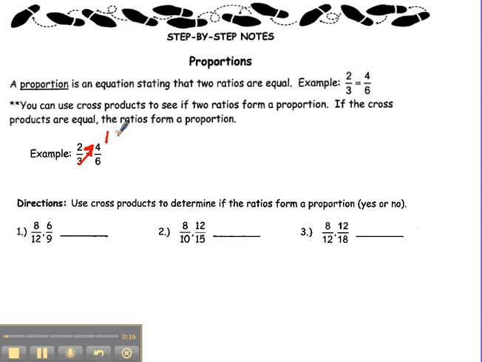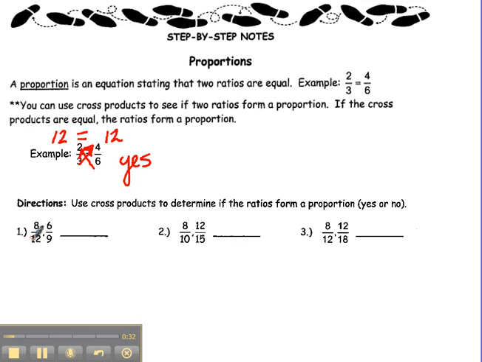3 times 4 equals 12. These are called cross products. We're going across and we're multiplying. 6 times 2 equals 12. If your cross products are equal, then you say yes. These ratios, 2 to 3 and 4 to 6, form a proportion.